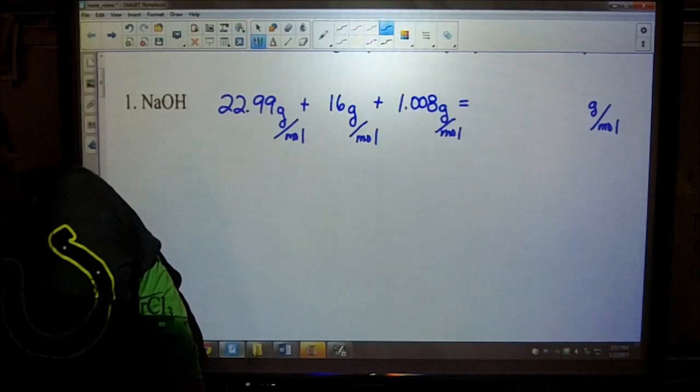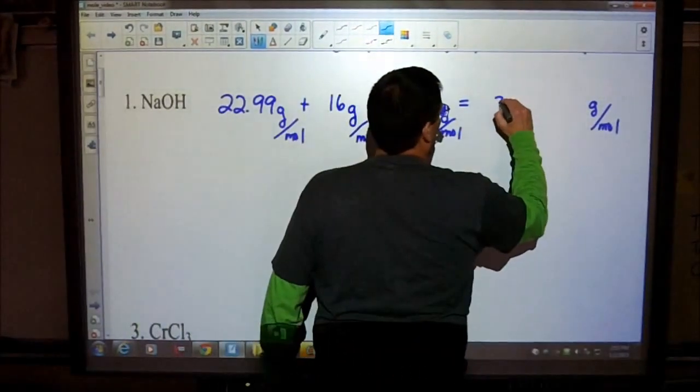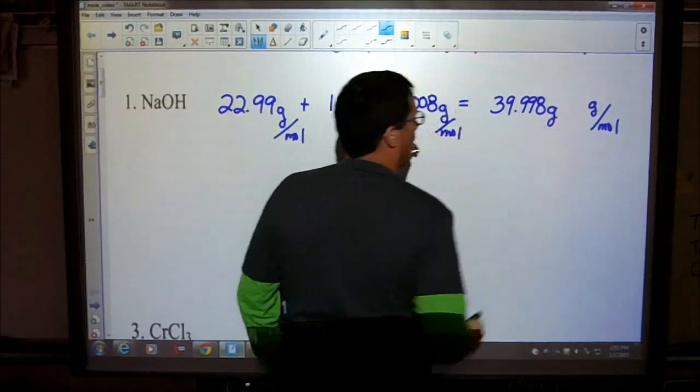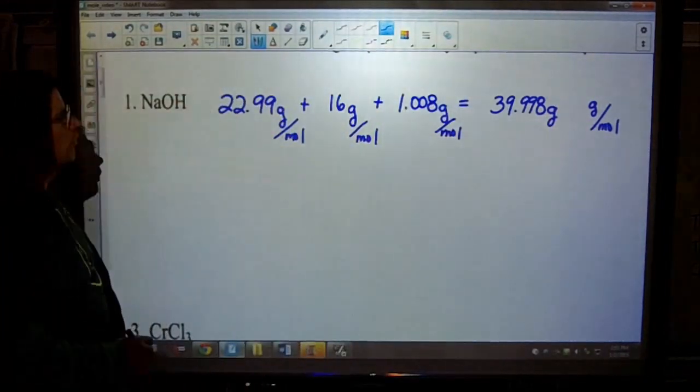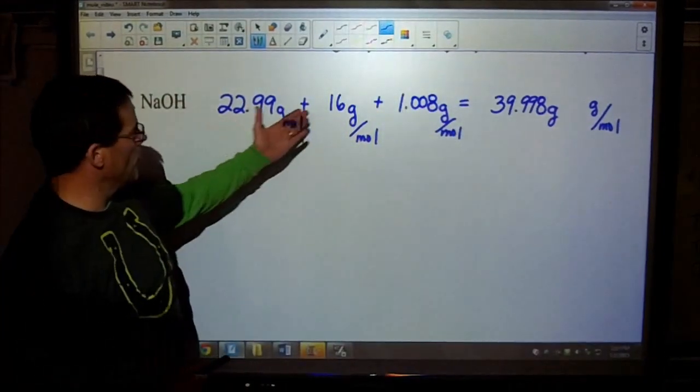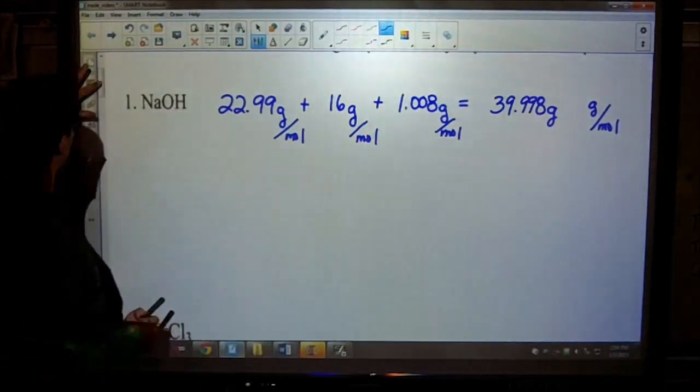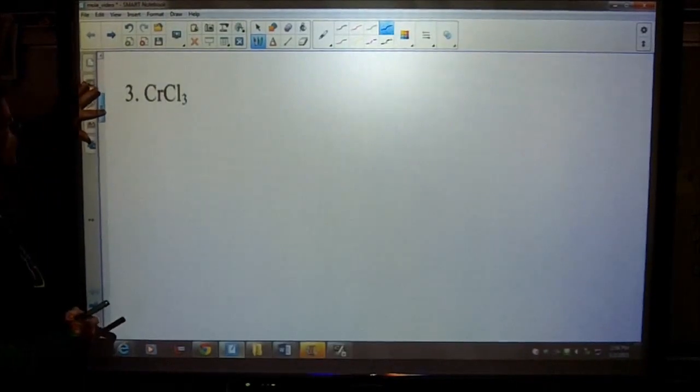So calculating that out, I get 39.998 grams per mole. And again, when doing this one, simply add all of these values together and that'll give me my value there. So let's look at the next one, number 3.